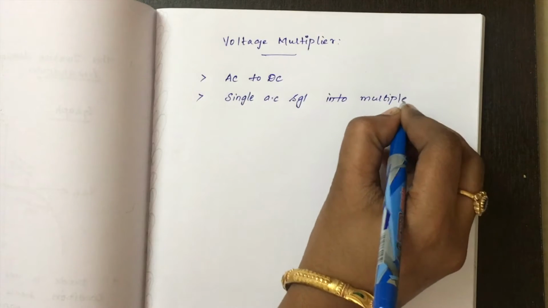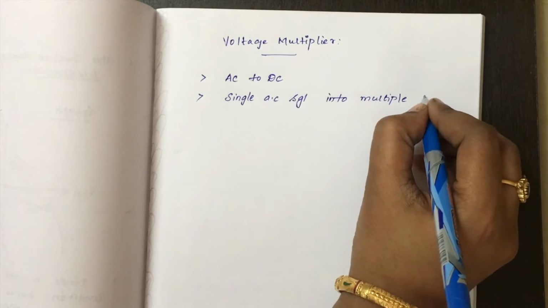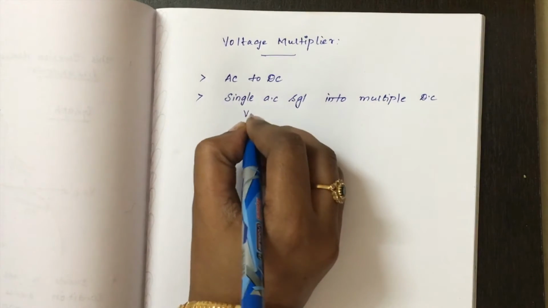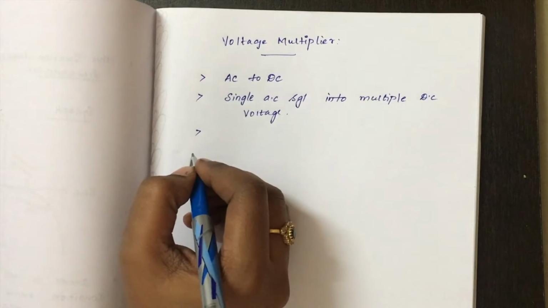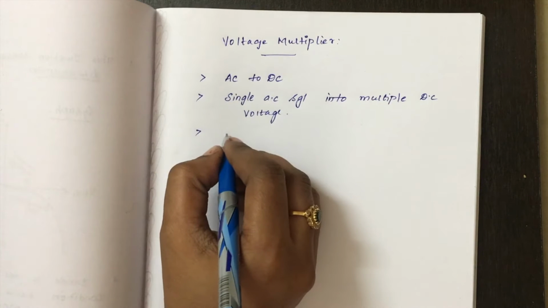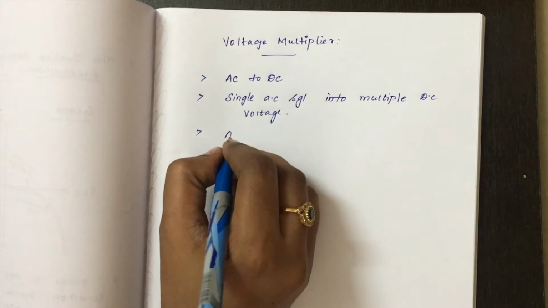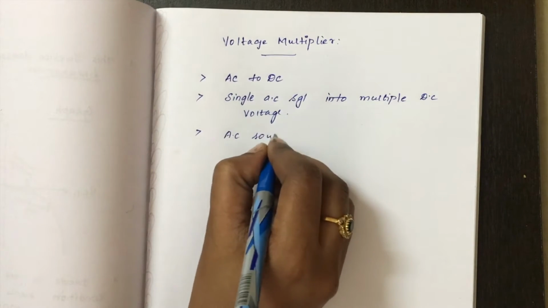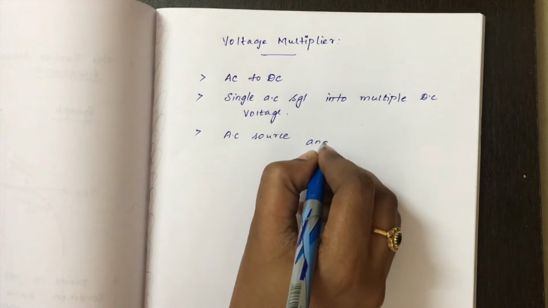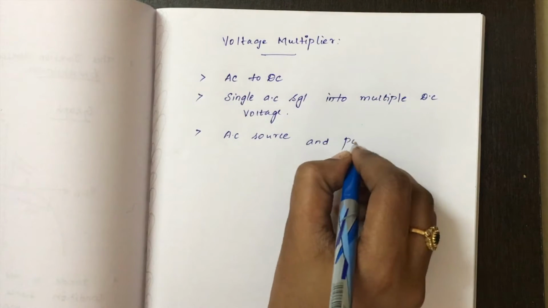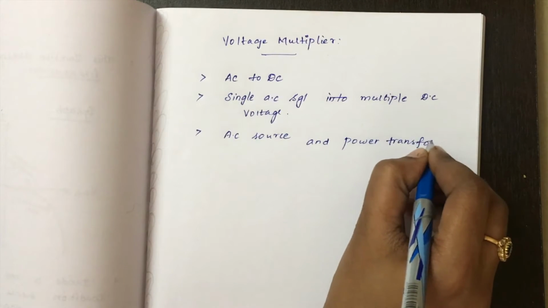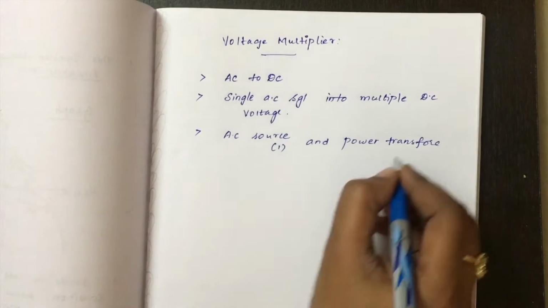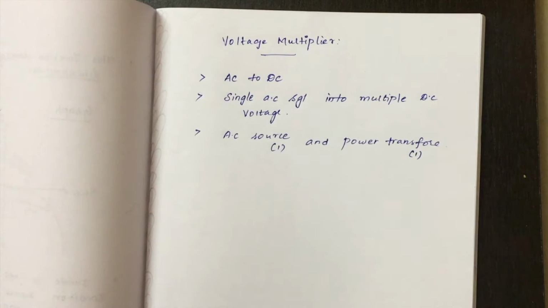multiple DC voltages. This can be done by just using one AC source and one power transformer. By using a single AC source and just one power transformer, you can produce multiple voltages.